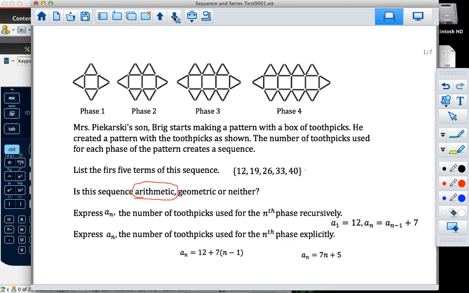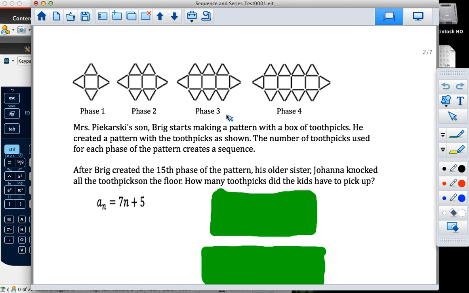All right, next we have the same kind of pattern, but this time the last question. After Briggs created the 5th phase of the pattern, his older sister Johanna knocked all the toothpicks on the floor. How many toothpicks did the kids have to pick up? So what we're looking for is the total amount.